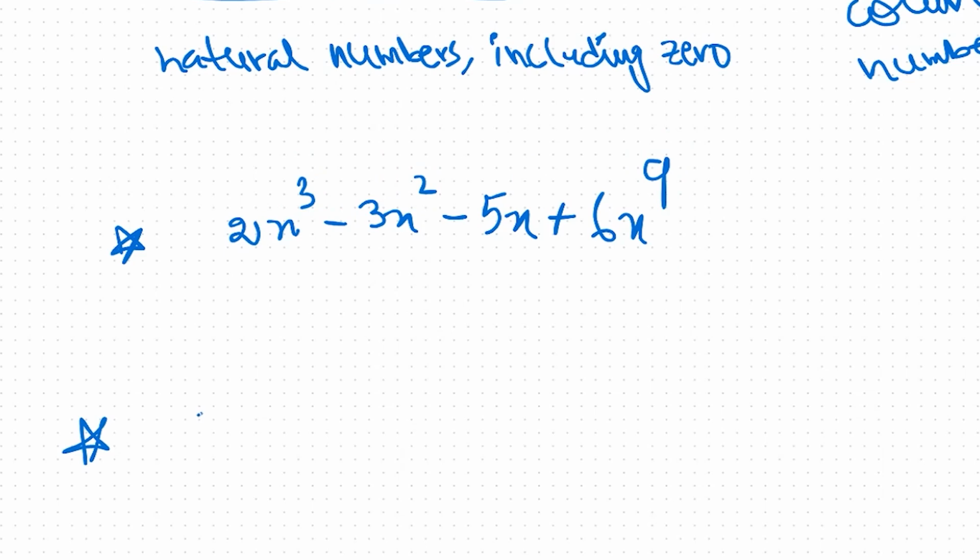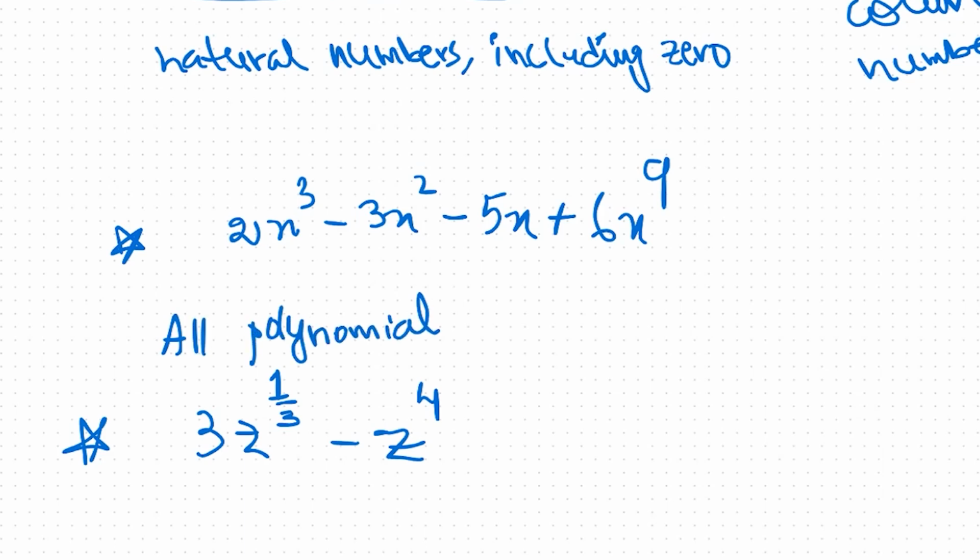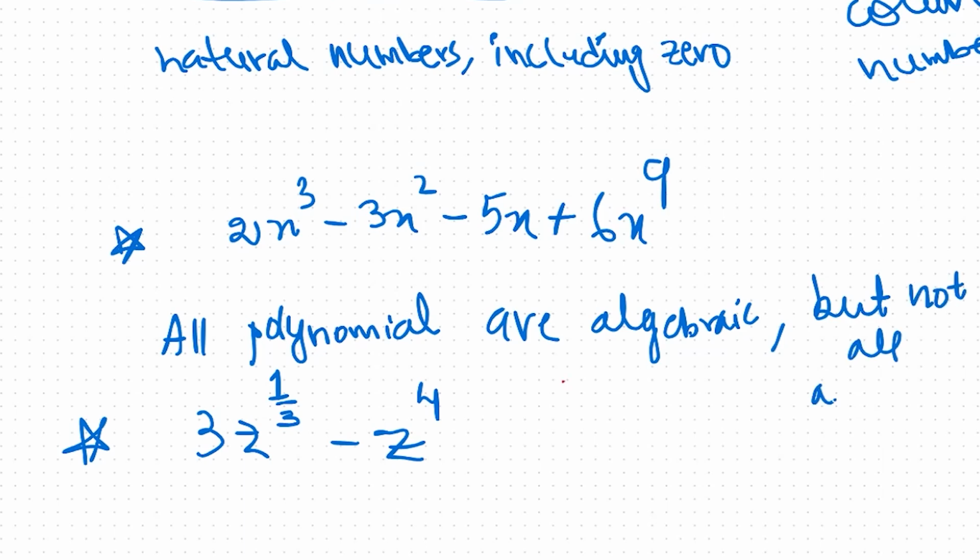Okay, let's do another one. If there is only one variable, it is called a polynomial. If there are multiple, it is algebraic. So all polynomial expressions are algebraic expressions, but not all algebraic expressions are polynomial expressions.